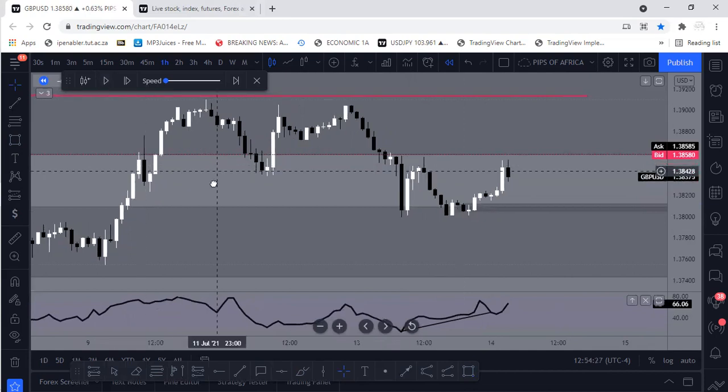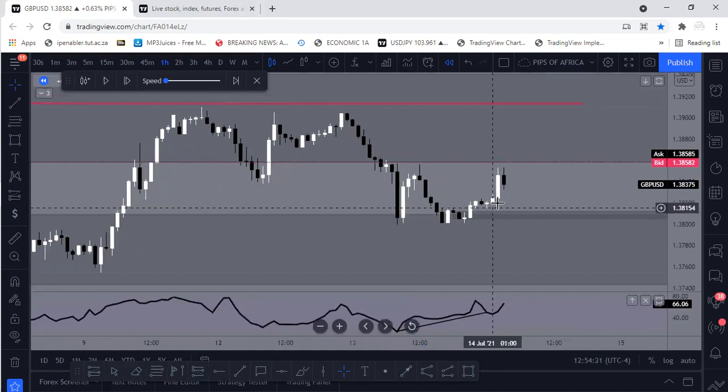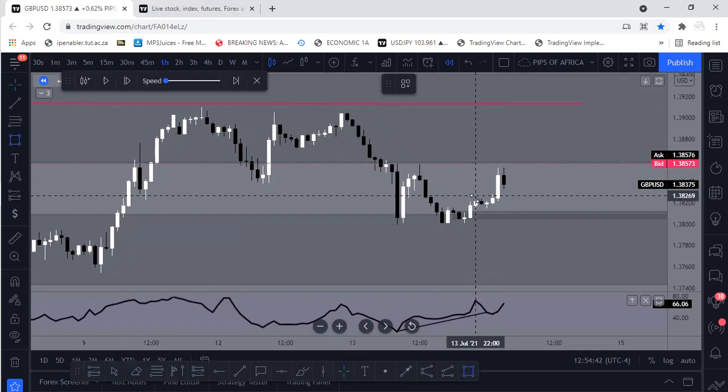If you didn't catch it there, remember I told you about the smaller candlestick before the bigger candlestick. You have to mark this one. That is why I marked this one: the smaller candlestick before the bigger one comes out. So you mark these zones.